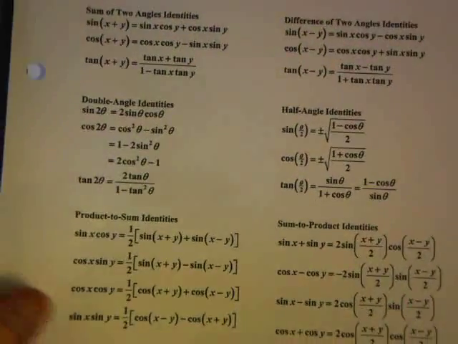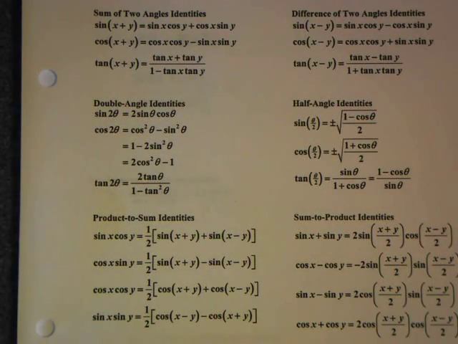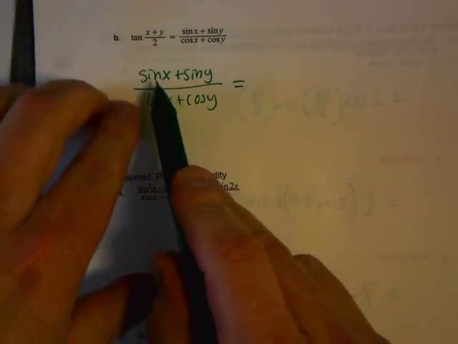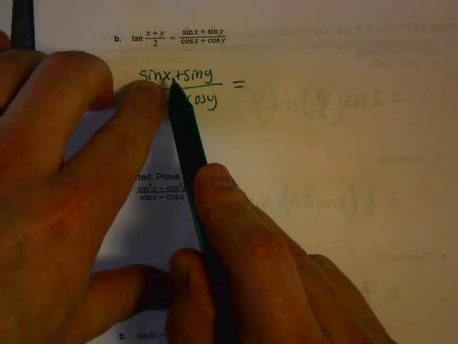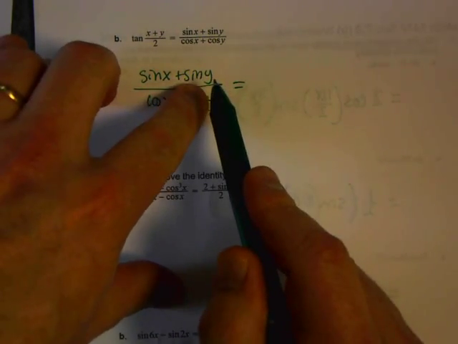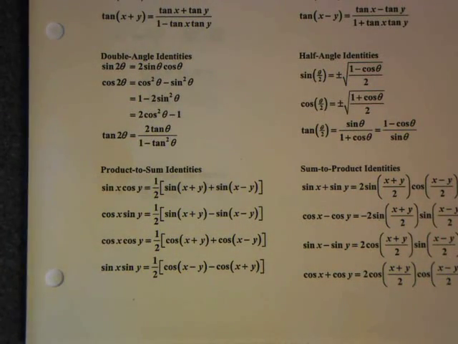Looking at my long list of identities, I got a lot of them now. What can I use? The sum of two angles? I don't think I can use the sum of two angles. I don't have sine of x plus y. I have sine of x plus sine of y. So I don't think that's a sum of two angles. Any other useful identities that you see? Sum to product.